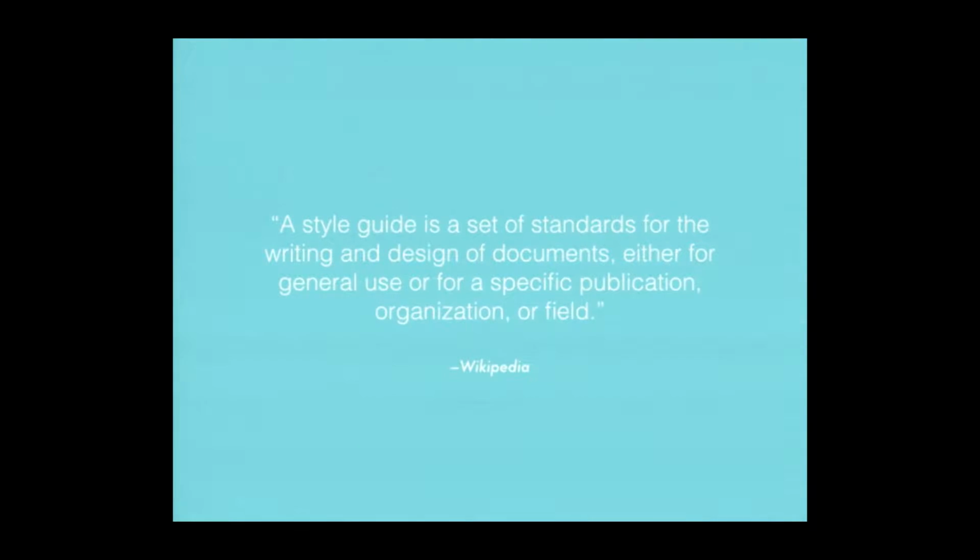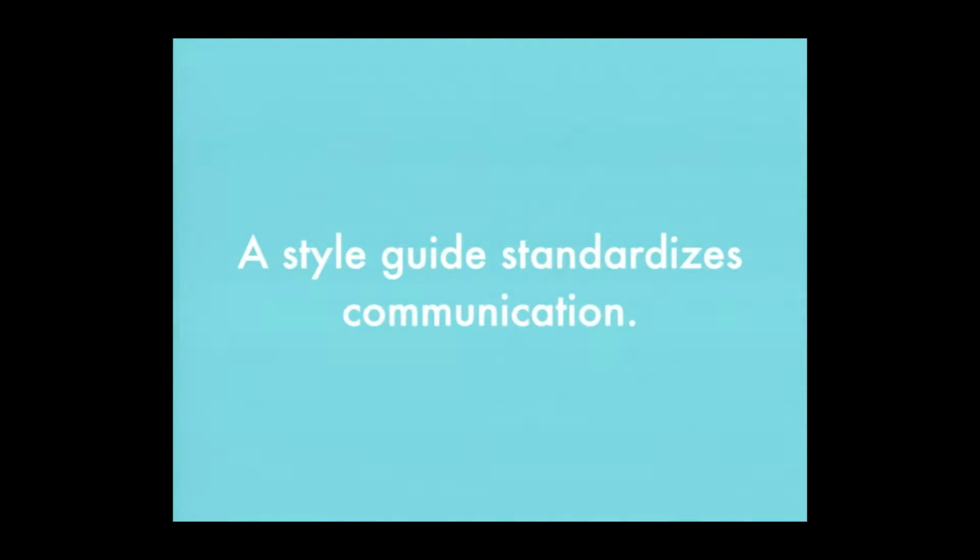Here's the standard Wikipedia definition. Basically it's just a set of standards for writing or design or specification, whatever it is, that tells you how to design or write something or build something to fit a set of standards. So basically all a style guide does is standardize communication or standardize what you build. We're going to focus on the communication aspect of it.